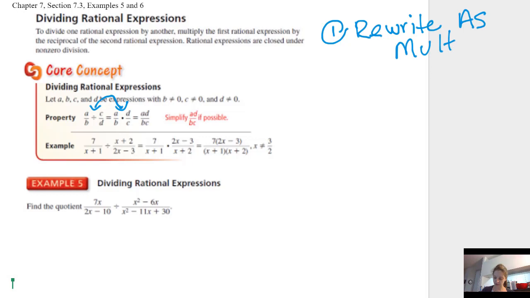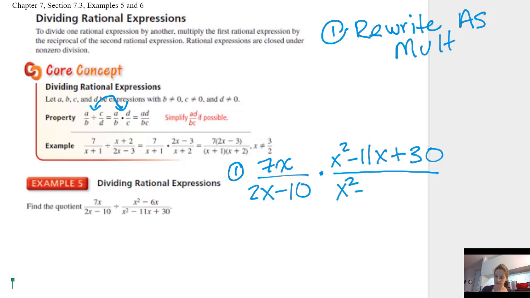So 7x over 2x minus 10 times, so it was division, we'll change it to multiplication and then multiply by the reciprocal expression, which is x squared minus 11x plus 30 over x squared minus 6x.